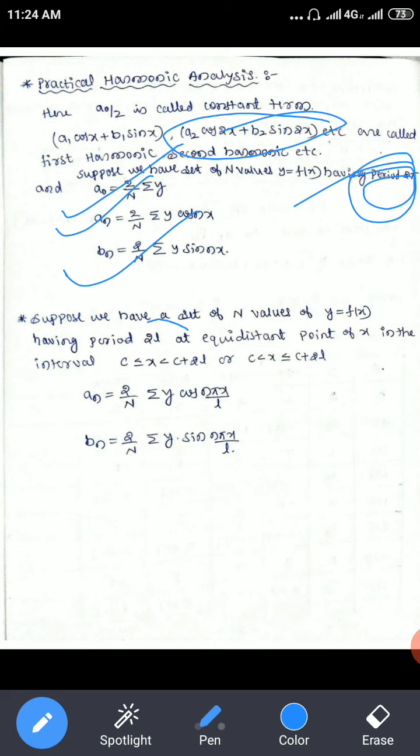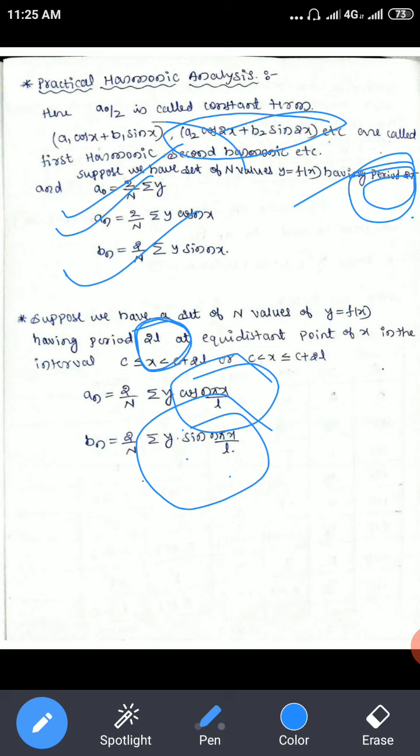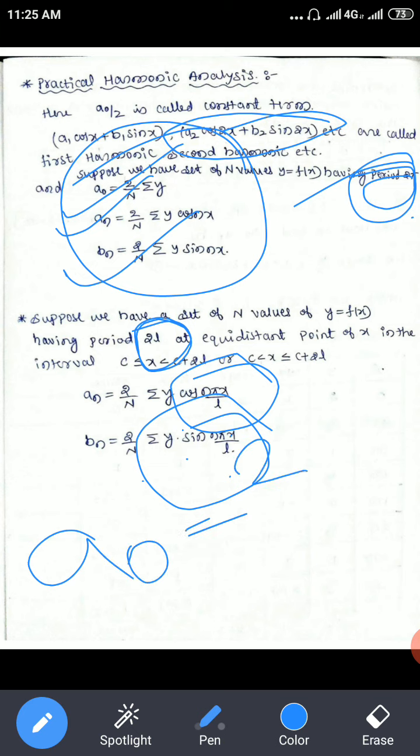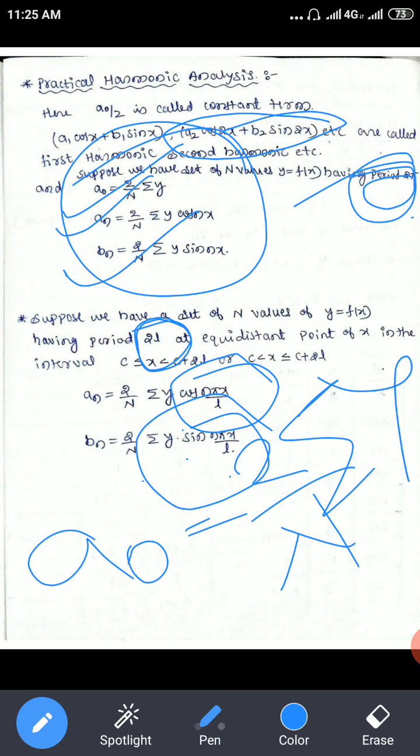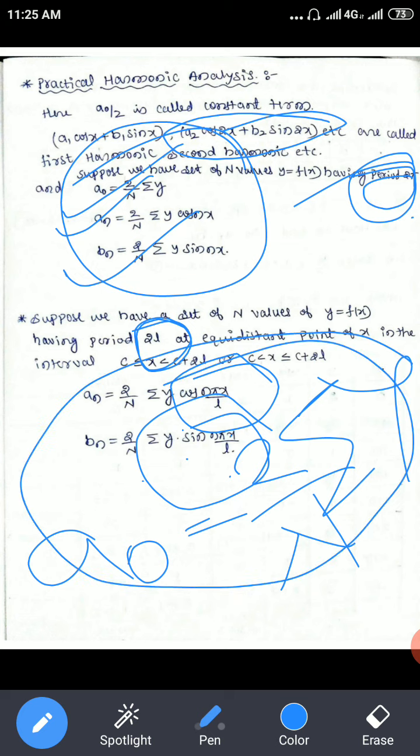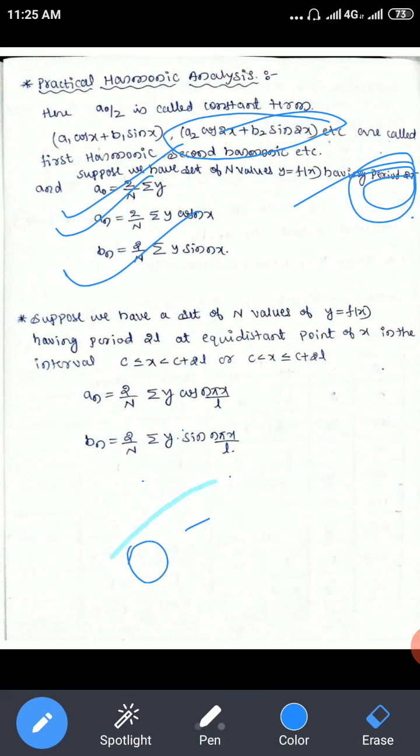Next, if the length of the interval is 2l, then An is 2 by capital N summation of y cos n pi x divided by L. Bn is 2 by N summation of y sin n pi x divided by L. So whenever the interval is 2 pi, apply these three, and here a naught is nothing but 2 by capital N into summation of y only. When the length of the interval is 2l, you apply these three formulas.